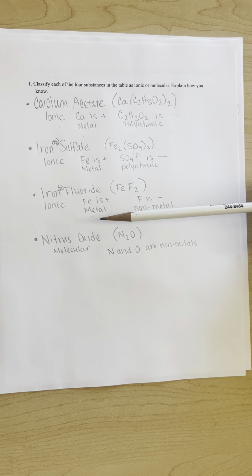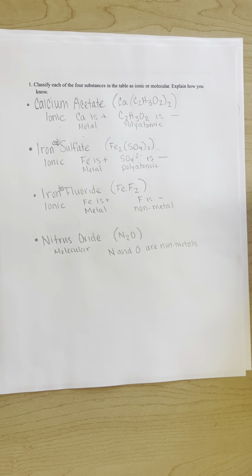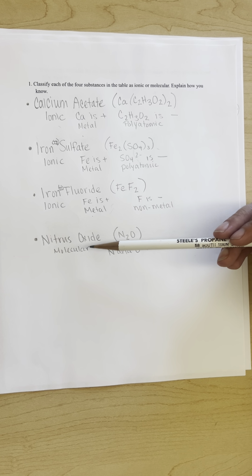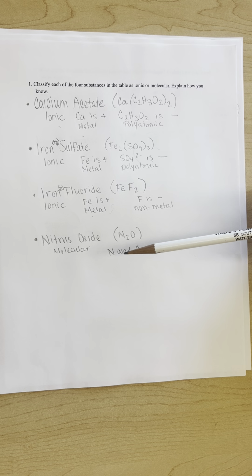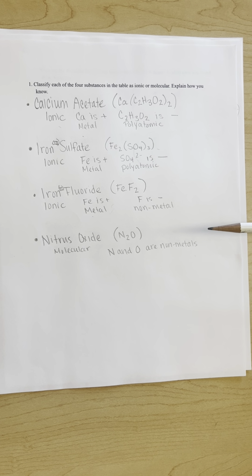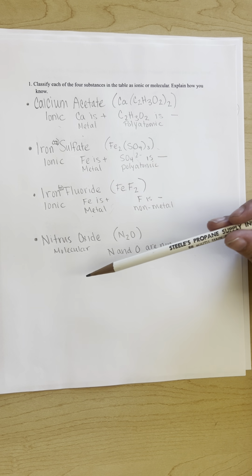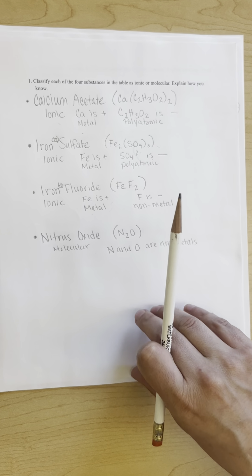And then for nitrous oxide or dinitrogen monoxide, we're going to call that molecular, and that's because nitrogen and oxygen are nonmetals, and we know that those ionic charges don't even out in an equation like this. They don't attract the same way. So we're going to say that is a molecular bond.